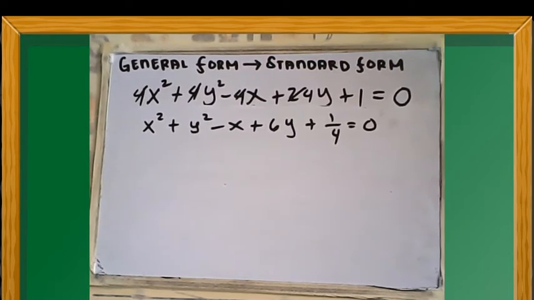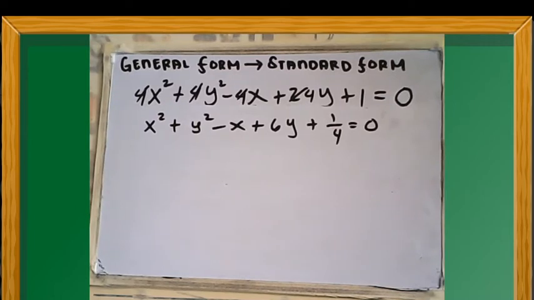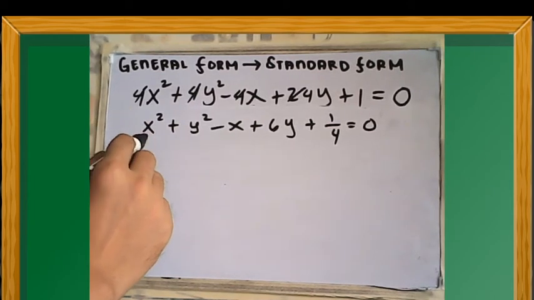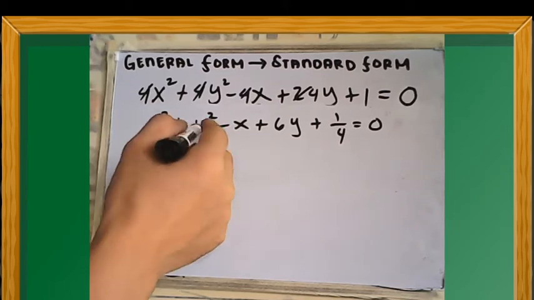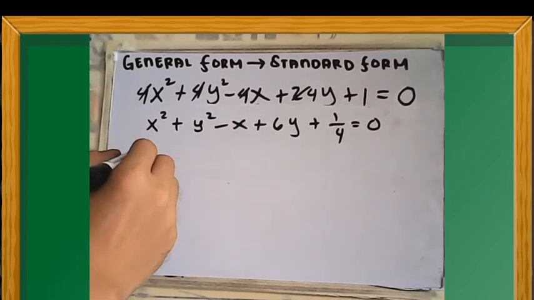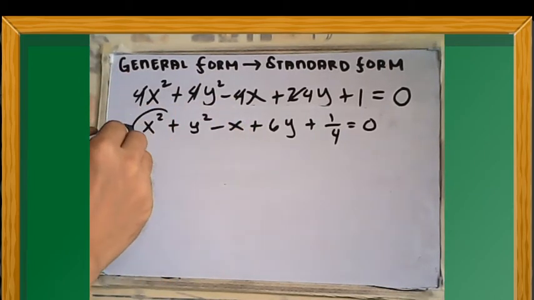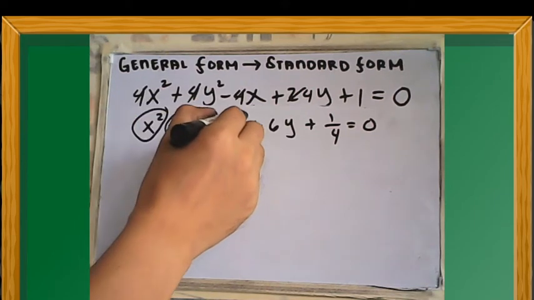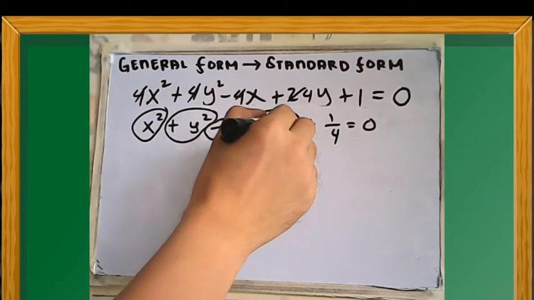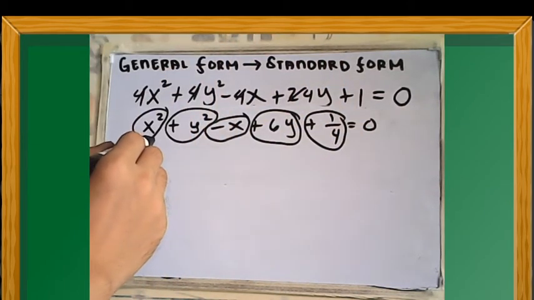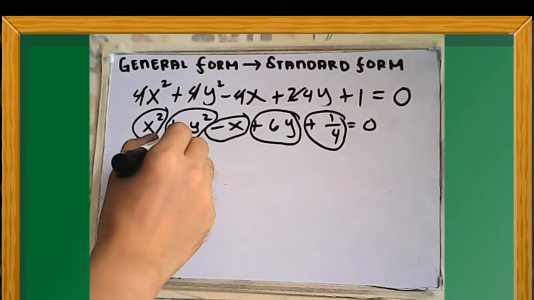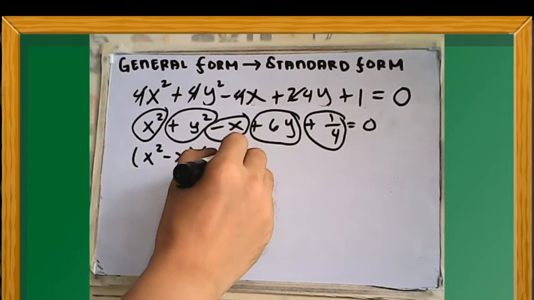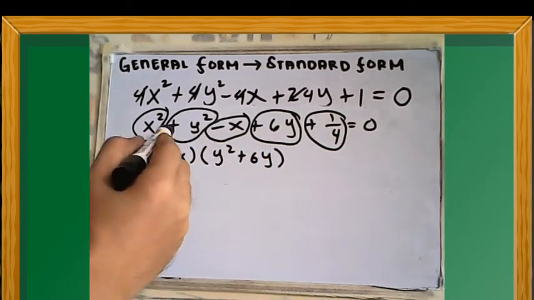After dividing by 4, we will group like variables. For example, we have x squared here and minus x here, so they need to be beside each other. We put together the terms with variable x and the terms with variable y. So we have x squared minus x, and then y squared plus 6y.